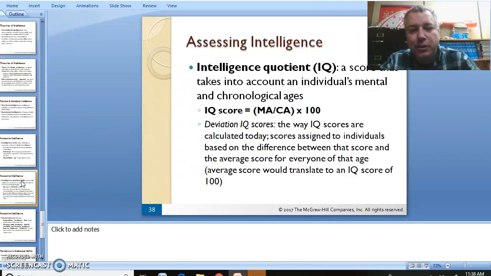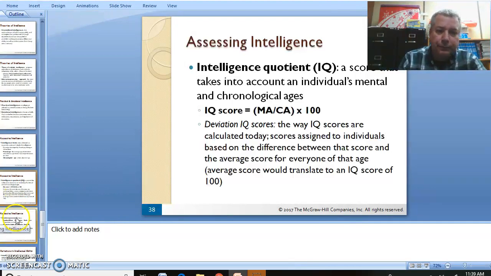And here we go. I was just telling you about this. MA divided by CA, multiply that by 100, and that'll give you an IQ score. The average IQ score in the United States is 100 with a standard deviation of 15. And so anything above 2 standard deviations is normally outside the norms. So outside 130 is considered outside the normal population. You're special. Anything below 75, I believe, is considered developmentally disabled, MR.